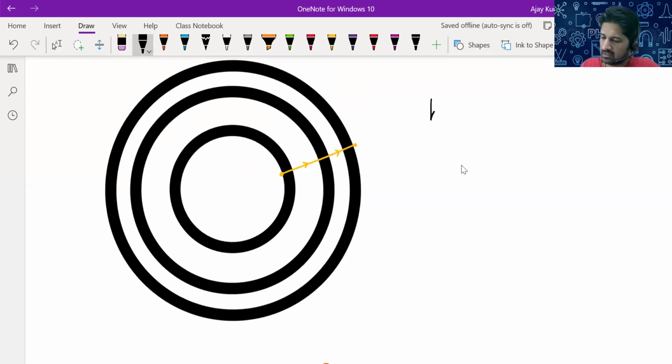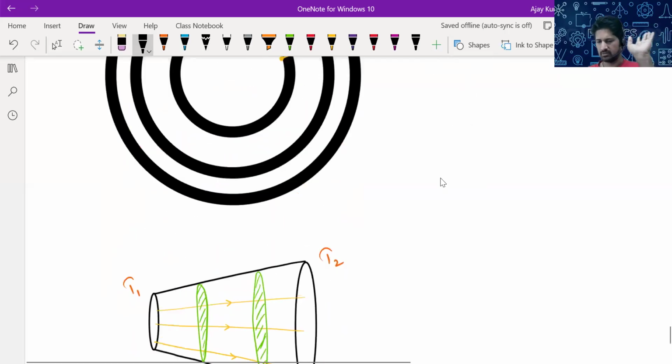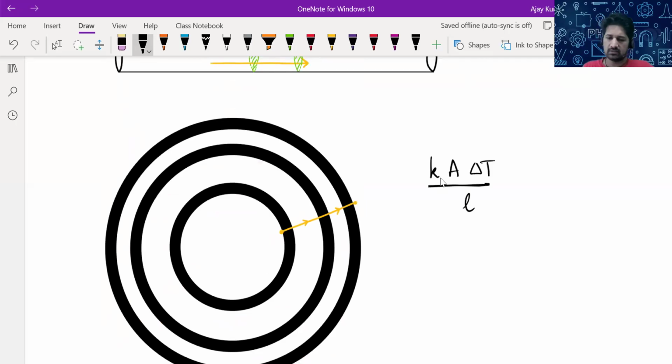We can't directly apply the formula K A delta T divided by L and get the heat current. So how to solve now, whether it is that sphere question or this cone question? The only thing you can do is apply this formula for the part for which area is uniform. So this can be applied only if area of cross section is uniform.